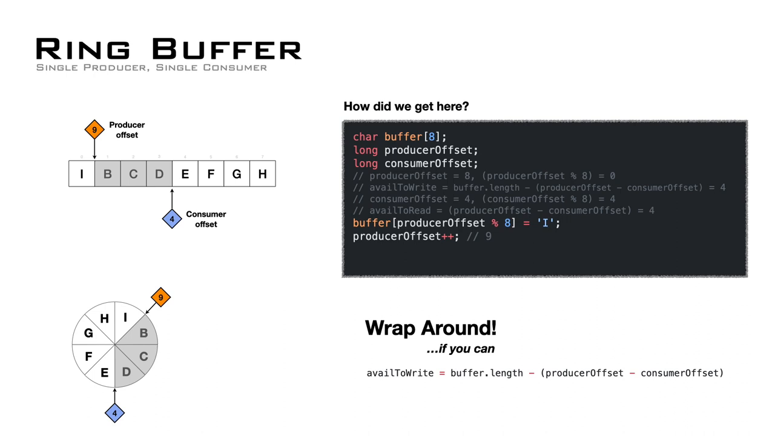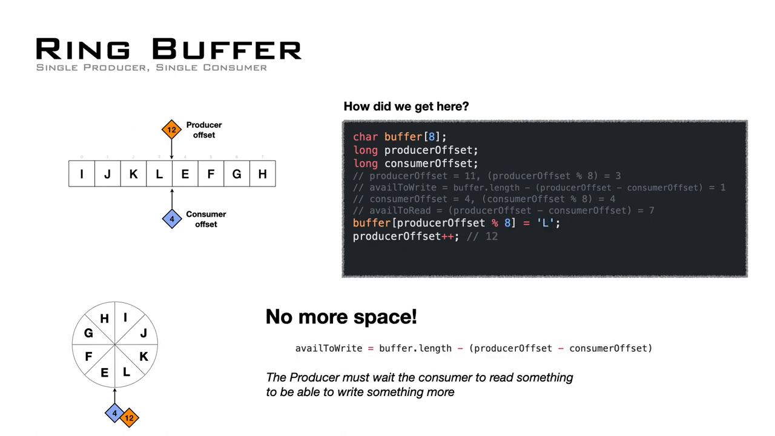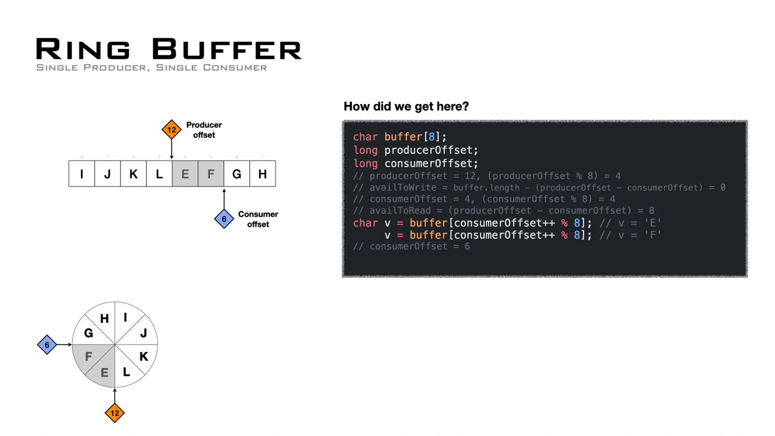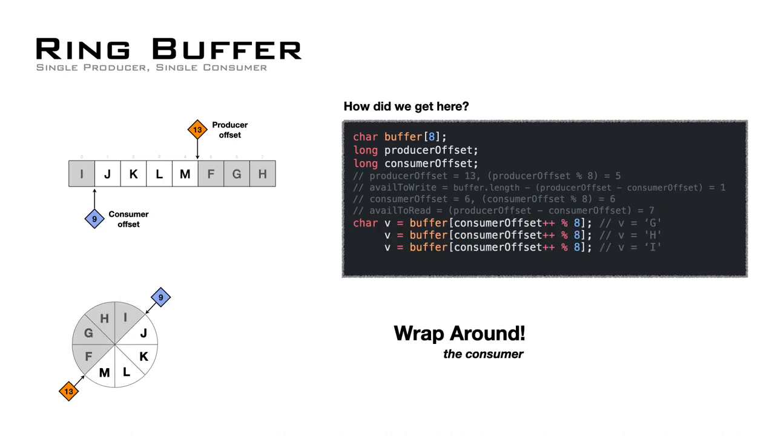And the modulo operator that we use to calculate the index is giving us the correct position inside the array, even after the wraparound. Once the producer reaches space not yet processed by the consumer, the producer must wait until the consumer does some processing. As soon as the consumer reads something, the producer can publish more events. Even the consumer at some point has to wrap around, and to do that, we rely on the modulo operator as we did before for the producer.